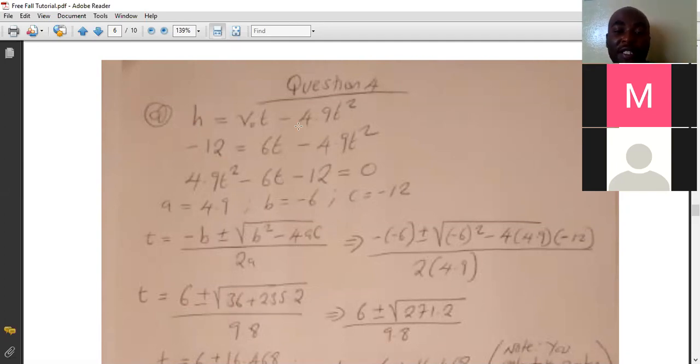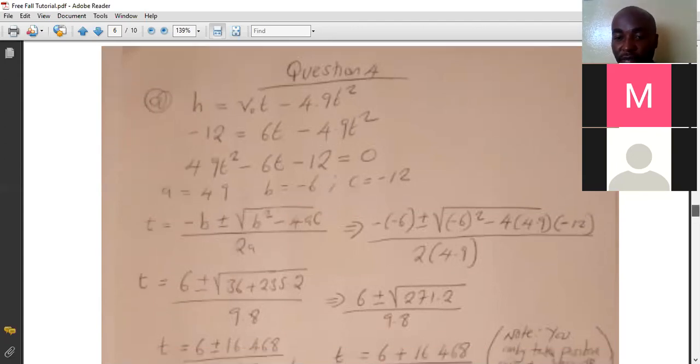Then you make the quadratic equation. The quadratic equation is made when you equate everything to 0. So you push these two, 4.9 t squared and 6t, to this side. 4.9 is negative, so it becomes positive. 6 is positive, so it becomes negative. Minus 12 is equal to 0. Then you do the quadratic formula. A is 4.9, B is minus 6, C is negative 12. Then you remember that t equals minus b plus or minus the root of b squared minus 4ac, over 2a. Substitutions there, that's your job.